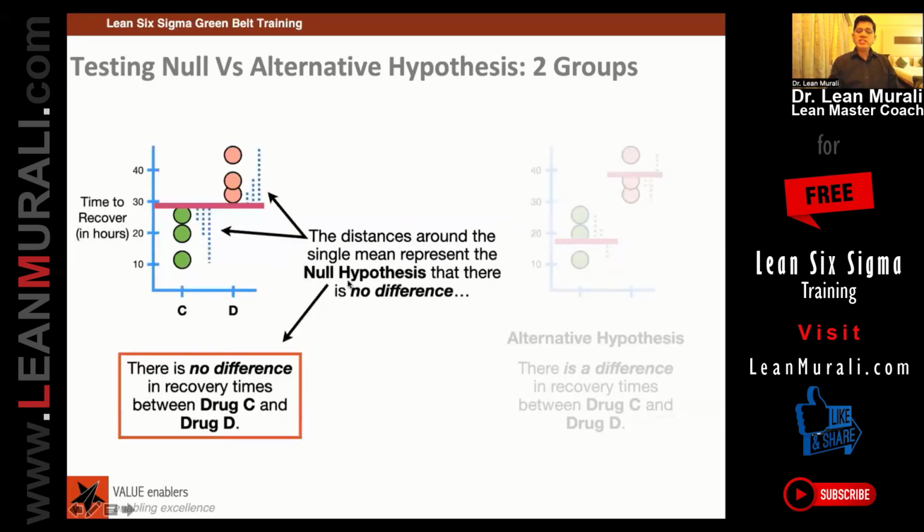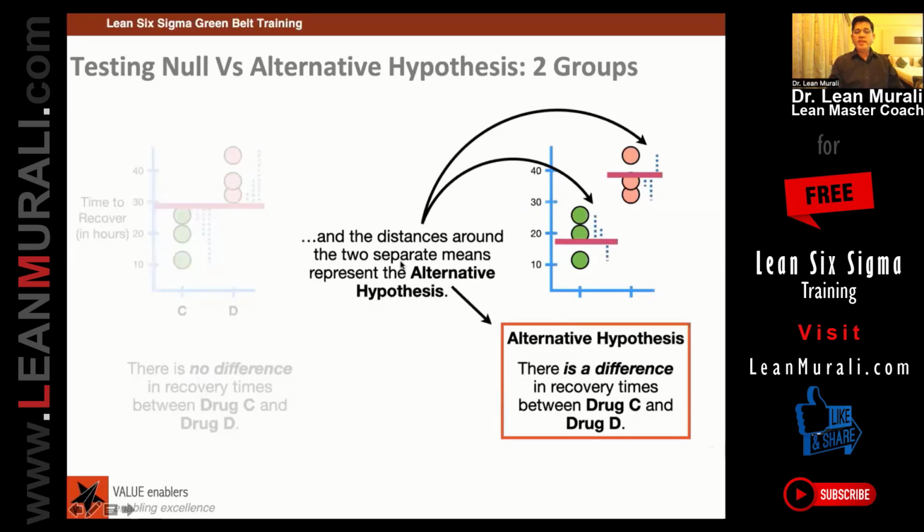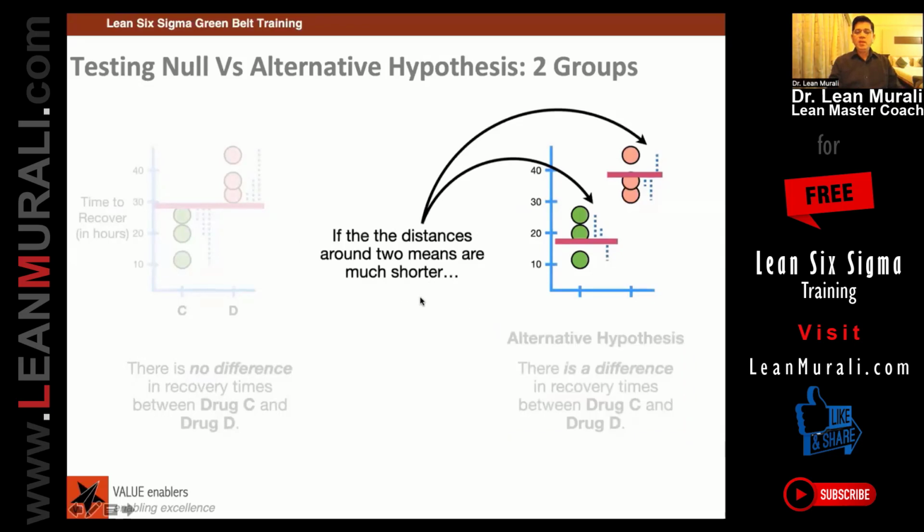Now, why are we doing this? You see the distance around the single mean represents the null hypothesis that there is no difference. There is only one mean because we take the whole data and put the mean. It represents the null hypothesis, there is no difference. The distances around two separate means represent the alternate hypothesis. This is the explanation of how the null and alternate hypotheses are actually calculated.